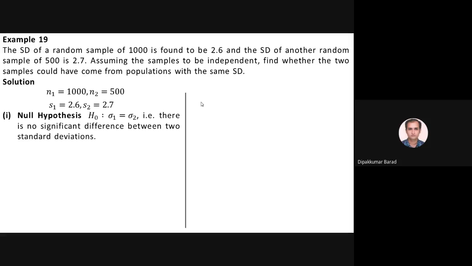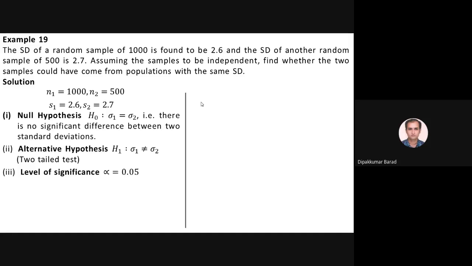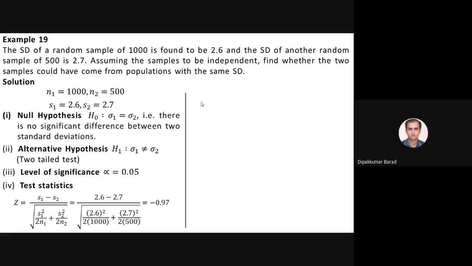We want to find whether the two samples could have come from populations with the same standard deviation. So sigma 1 is equal to sigma 2, there is no significant difference between the two standard deviations. The alternative is that there is a significant difference in the two standard deviations of the populations. Level of significance alpha is 0.05, and the test statistic z is equal to S1 minus S2 upon under root S1 square upon 2n1 plus S2 square upon 2n2. After simplification I get minus 0.97. So mod z is 0.97, critical value 1.96.